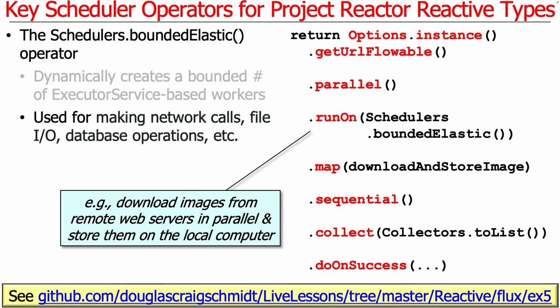This type of thread pool, the bounded elastic pool, is particularly useful for things that involve I/O, network calls, file I/O, database operations. Here's a simple example that we'll take a look at later, where we're going to be downloading images from some servers, and we're going to do it in parallel, and then we're going to take the results and collect them into a list and do something with the results.